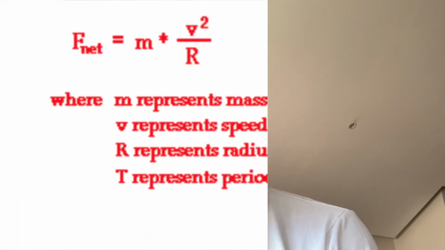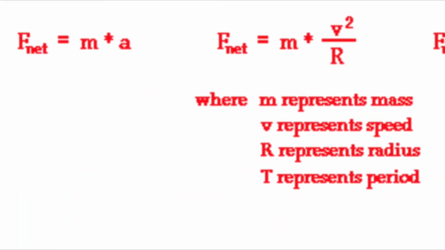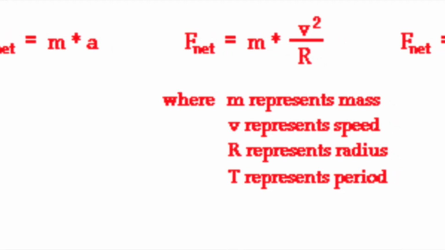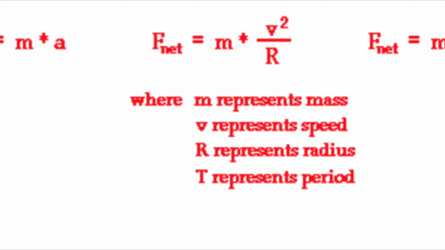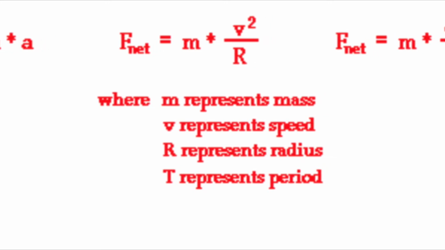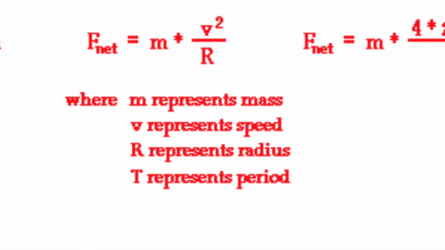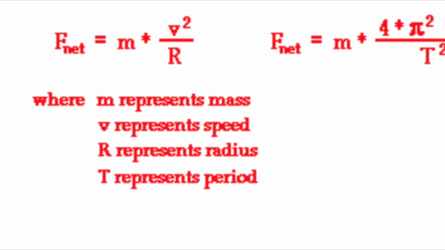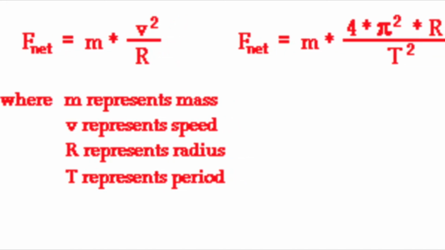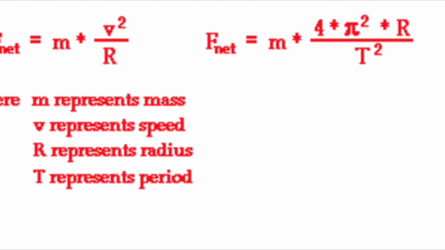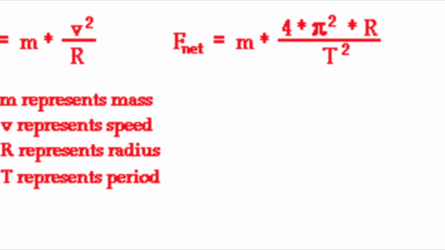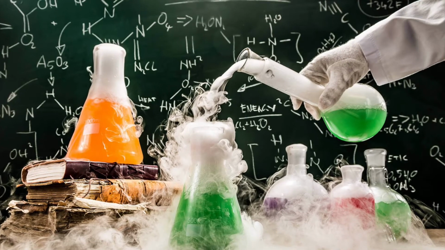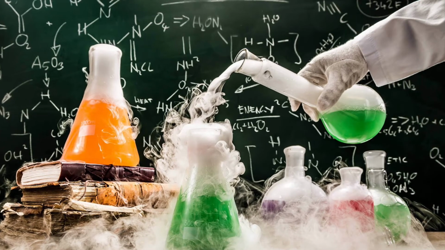The net force is related to the acceleration of the object and is thus given by the following three equations. The net force is equal to mass times acceleration. The net force is equal to mass times speed squared over radius. The net force is equal to mass times 4 times pi squared times radius over time squared. Now that we have this information, we can start with our experiment.